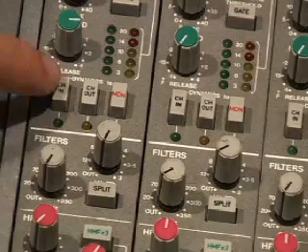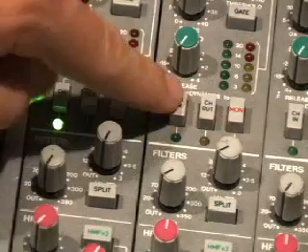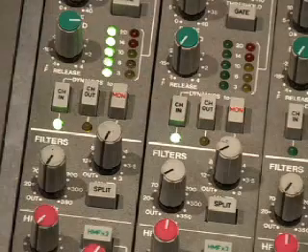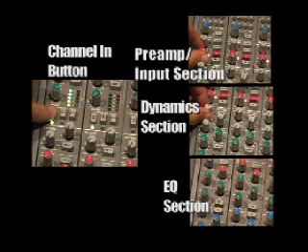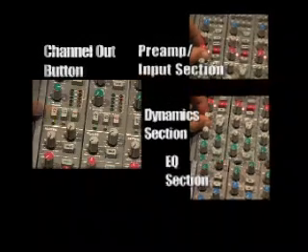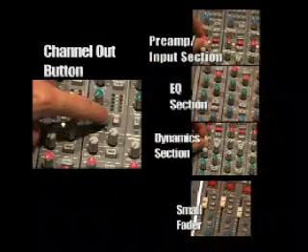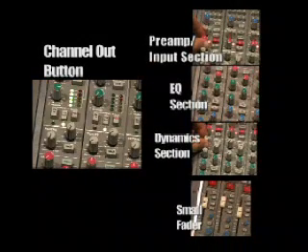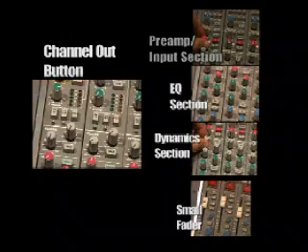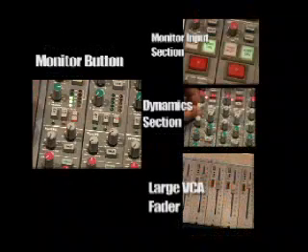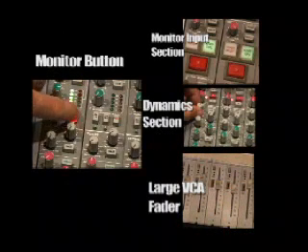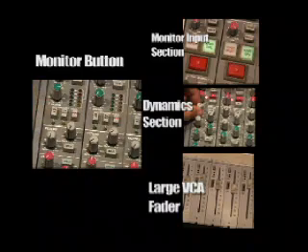The dynamics section is put into either of the signal paths, the channel or monitor path, with the Dynamics 2 button. The Channel In button places a dynamics section into the channel path, after the preamp, but before the equalizer. The Channel Out button places a dynamics section after the equalizer, but before the channel output fader. The Monitor button places a dynamics into the monitor path, which we'll usually access with the large VCA fader, as I said before.